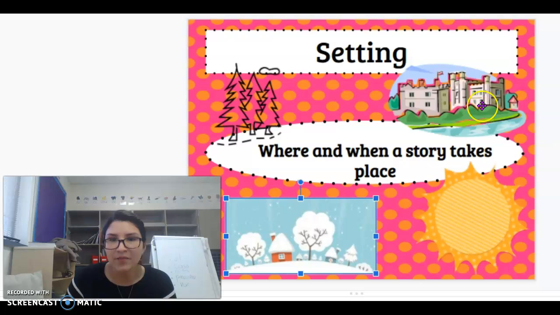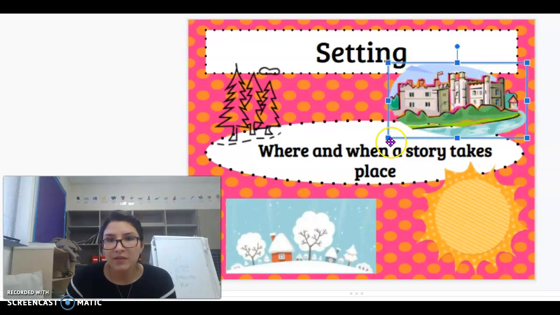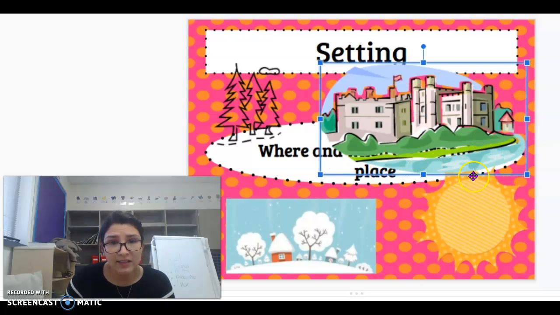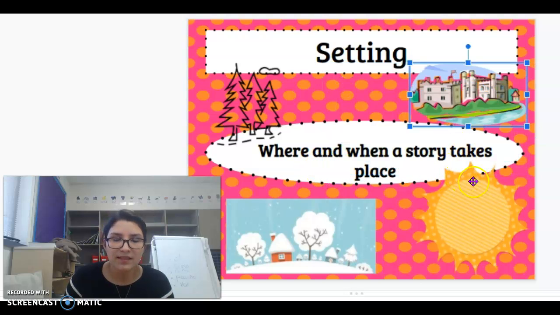Or let's look at right here. Where? If we're looking at this picture right here. Where? Castle. When? During the day. Why do we know it's during the day? Because look, it doesn't look like it's nighttime. It looks like it's during the day. So where and when, that's a setting.